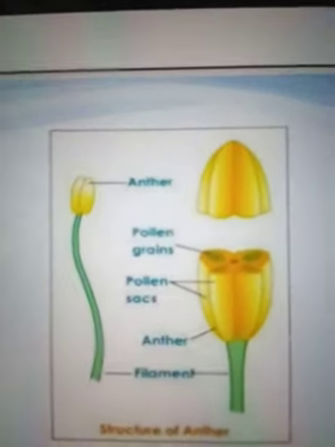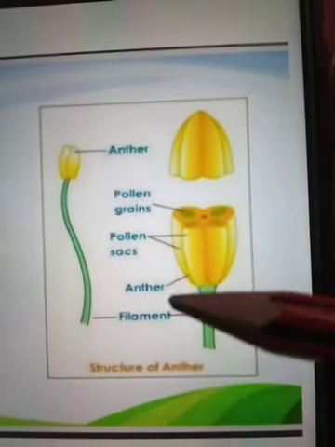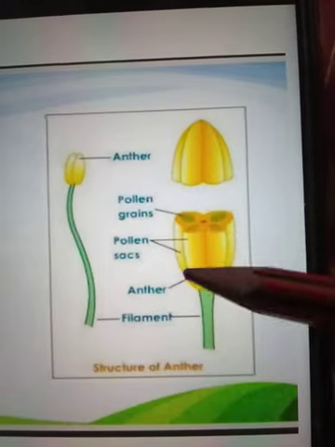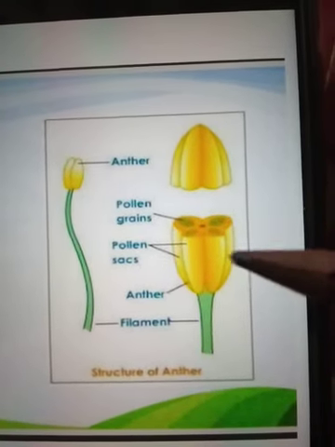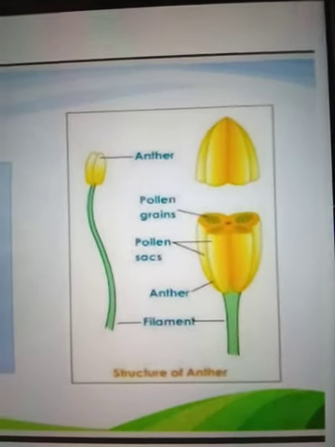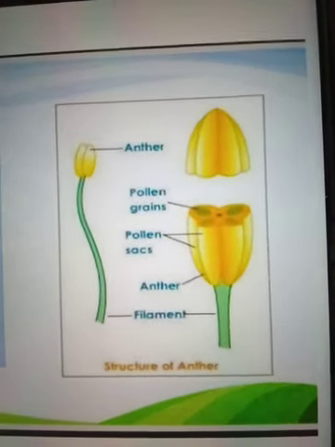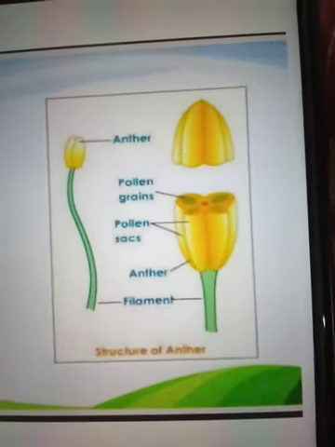You can see the structure of stamen and how inside the anther the pollen sacs are present. You can see four pollen sacs present, which are known as microsporangia respectively. Inside that the pollen grains are present. So these pollen grains are mainly the male gamete.